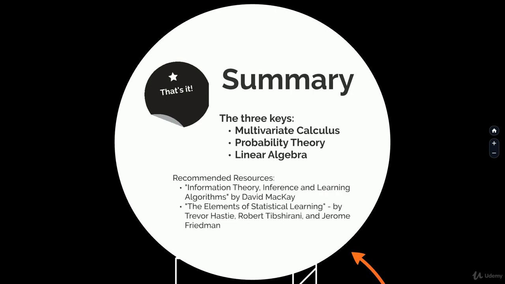If you want to learn more, you can check out some of these recommended resources. 2 great books that are available online. You have Information Theory, Inference, and Learning Algorithms by David MacKay. That one goes over a lot of the probability theory that is going to be important to this machine learning research, as well as The Elements of Statistical Learning by these 3 authors. It's an incredible book that goes into a lot of the stuff that we're going to cover in this class, but also dives into the math behind it so that you can understand why these algorithms are working the way they do.